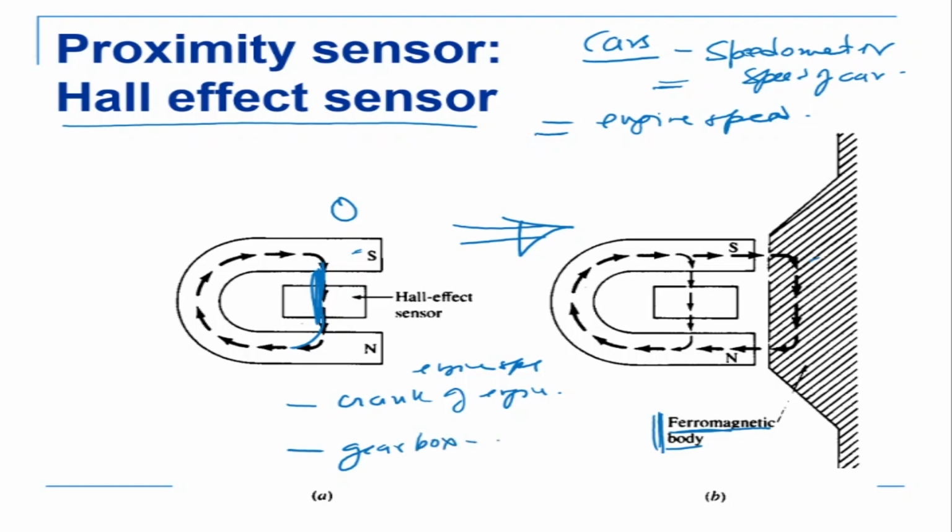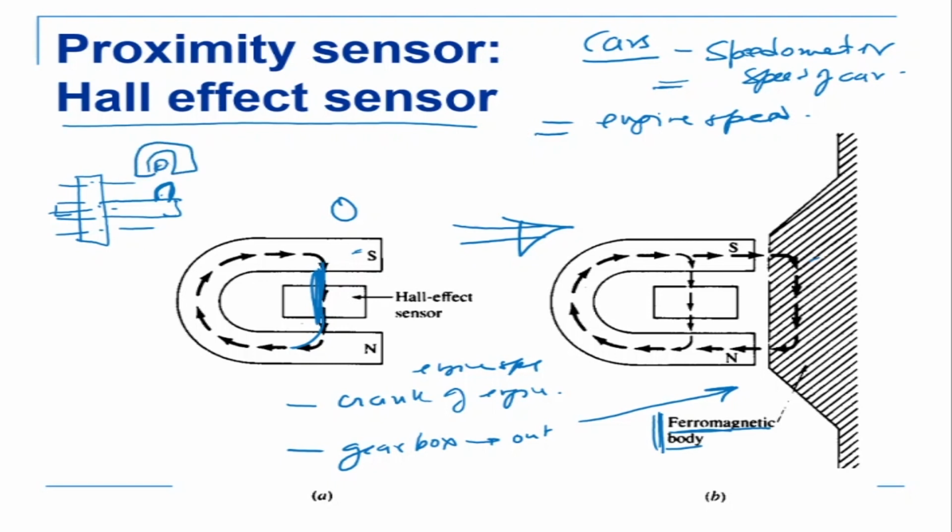So the output of the gearbox, this is actually showing the output of the gearbox. What is done is there is a projection on the gearbox output, and there is a Hall effect sensor. When it is rotating, for example, if I just draw a gear here, this is a gear which is rotating. On this shaft there is a very small projection on the output shaft, and there is a Hall effect sensor which is sitting here like this.